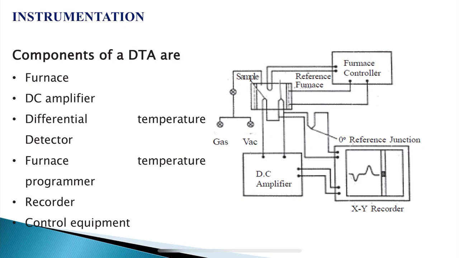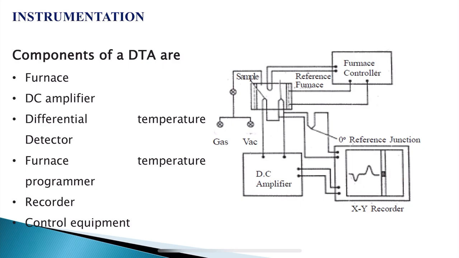And the next important component is a recorder. What physical and chemical changes have taken place in the DTA apparatus have to be recorded. For that purpose we are going to use a recorder, and this is to record the DTA curve.